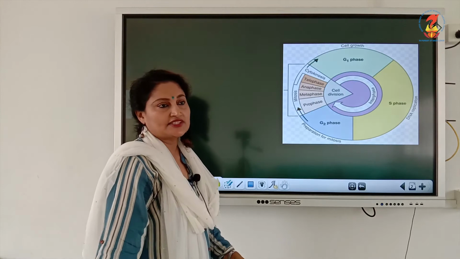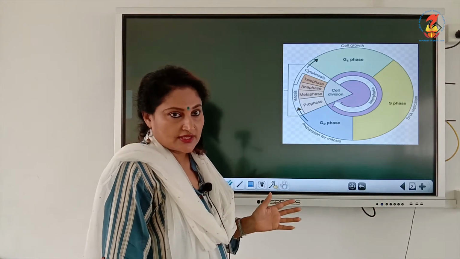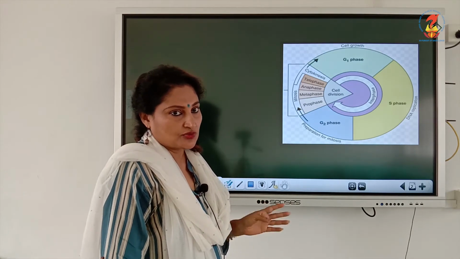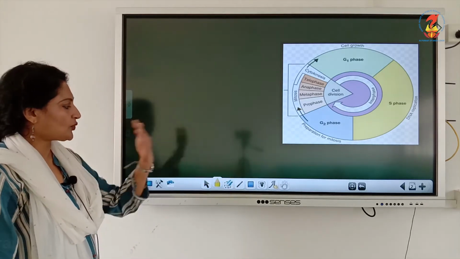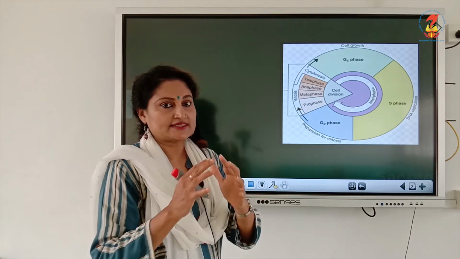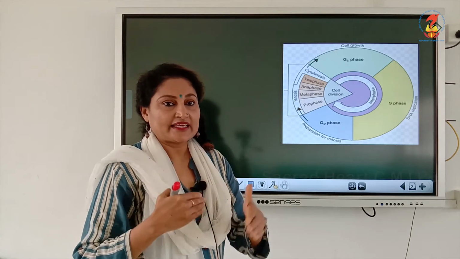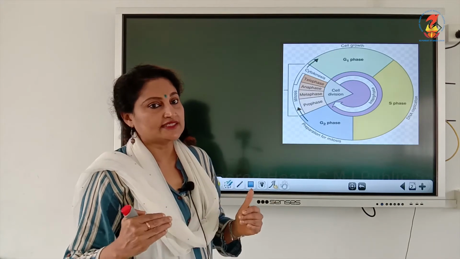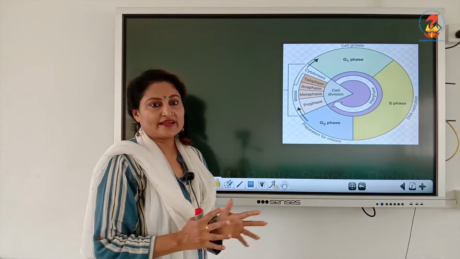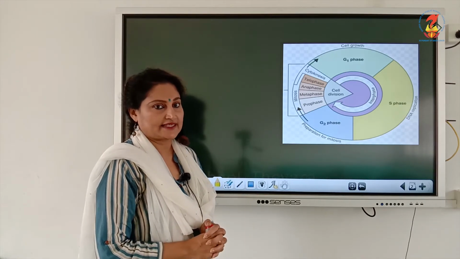Cell cycle is a sequence of events during which the cell grows, duplicates its genome and eventually divides into two. So, once again, it is a sequence of events. The cell grows, its genome, which means the DNA, replicates or duplicates, and finally the cell divides into two. This entire sequence is known as cell cycle.